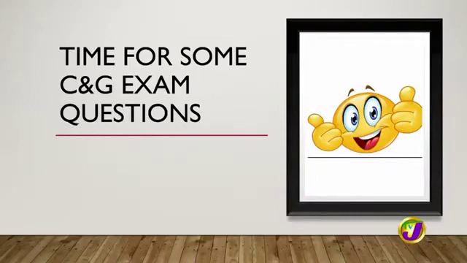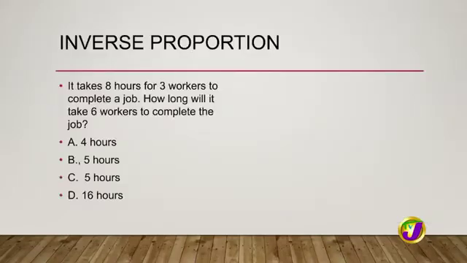All right, guys, we are going to look at some City and Guilds questions at this time. So the first question for the afternoon. It takes 8 hours for 3 workers to complete a job. How long will it take 6 workers to complete the job? So now we have, with the first scenario, we had 8 hours to 3 workers. And you can definitely, when you're working your problem, guys, write your ratios as you see them. It helps to have an understanding.